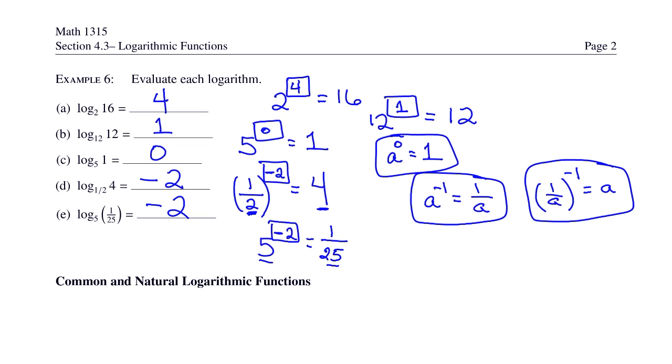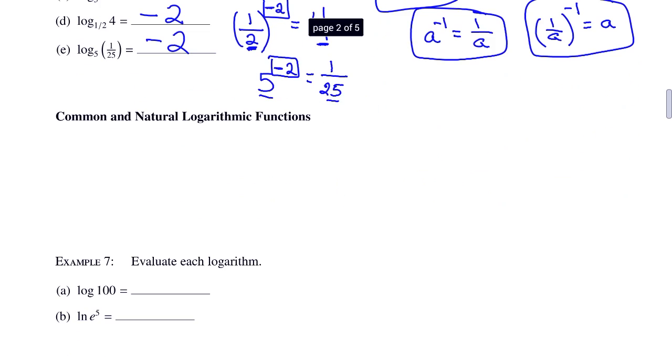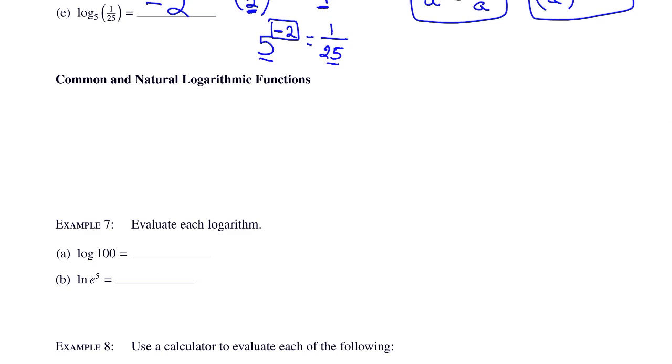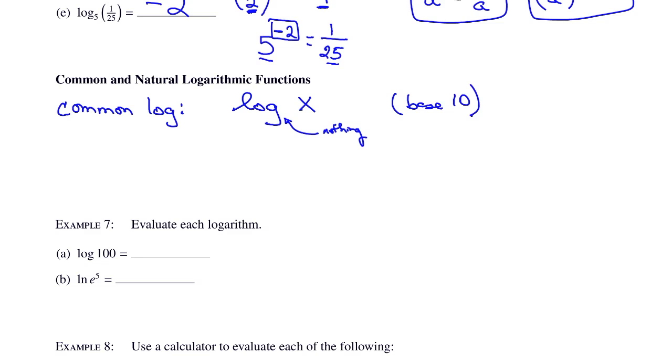Next, let's look at some very special logarithmic functions. These are called the common log and the natural log. The common log is denoted by just log. Notice that there is no base. Nothing is written there. When there is nothing written there, it is assumed that the base is base 10, and it is called the common log. They use this a lot in scientific notation, where things are times 10 to some power and such. So that's the common log.